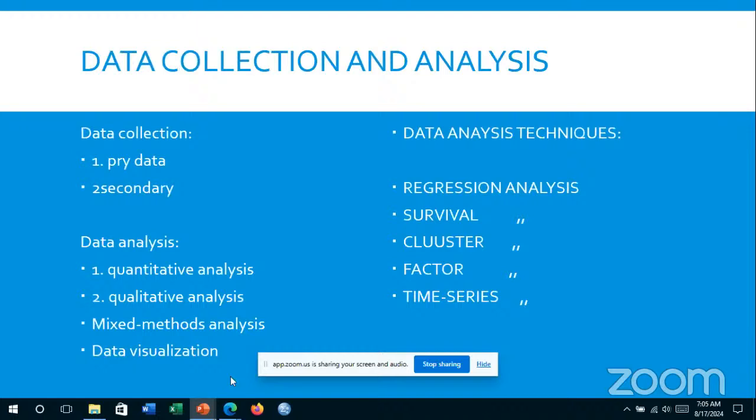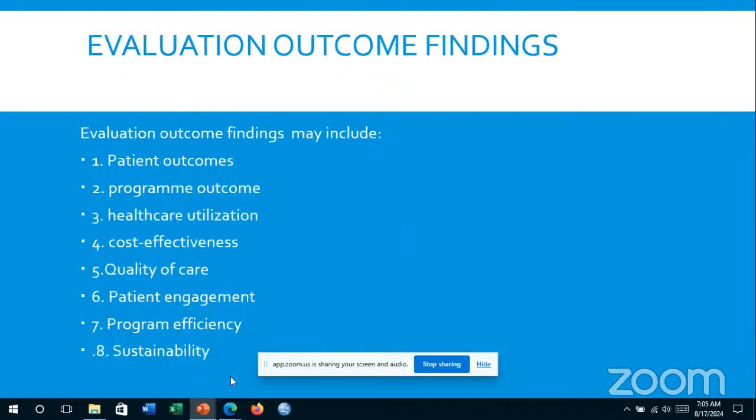So data collection and analysis, these are part of what we do usually in research. We don't need to go into details of this.